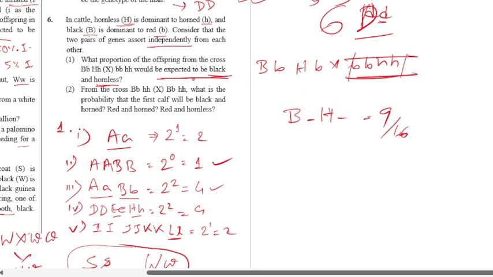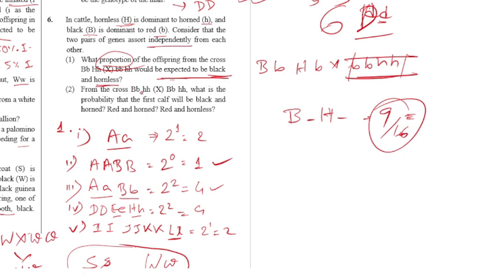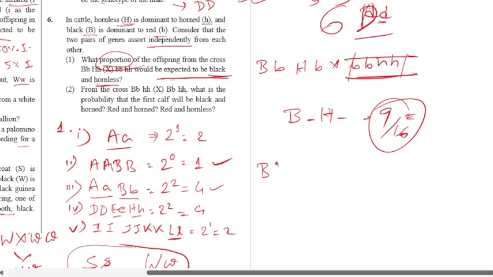The expected percentage can be written as a percentage or as a proportion. They are asking about the proportion. Okay, the proportion is 9 to 16. From capital B small b, question number 2: capital B small h crosses capital B small h.